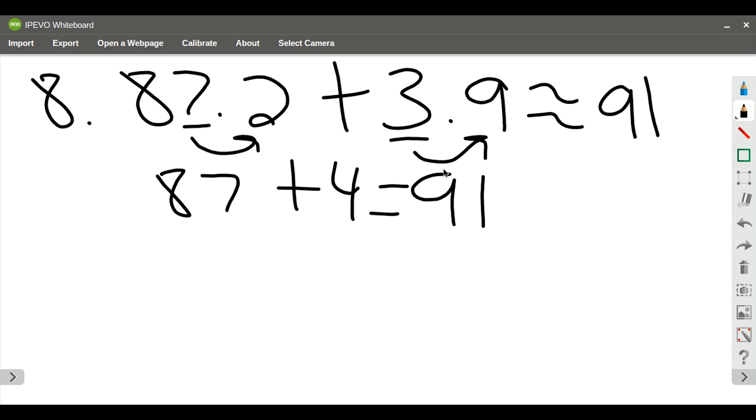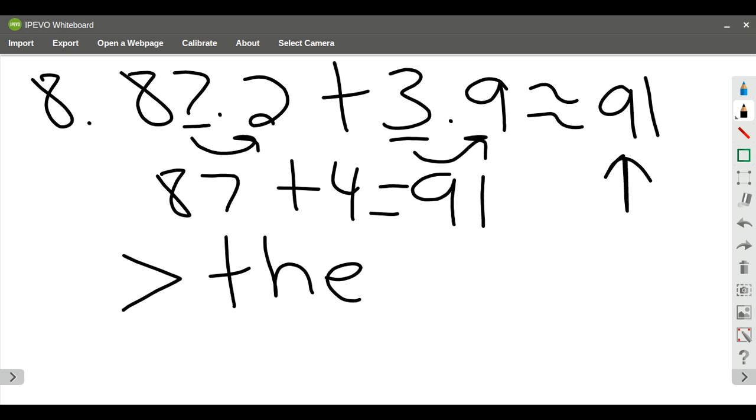Okay. This is my estimate. My estimate is actually going to be greater than the sum because I rounded the 3.9 up to 4, and then I rounded the 87 down. So it's going to be around 91, and my estimate should be greater than the sum.